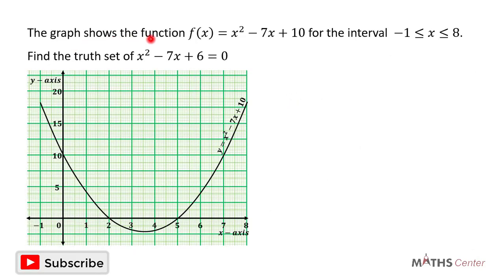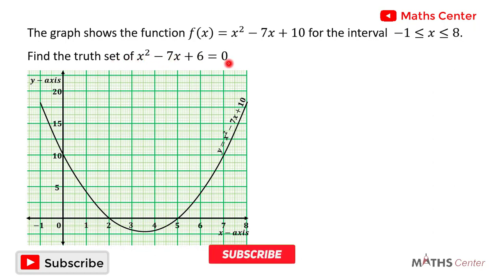The graph shows the function f of x is equal to x squared minus 7x plus 10, for the interval x is between -1 and 8. Find the truth set of x squared minus 7x plus 6 is equal to 0.